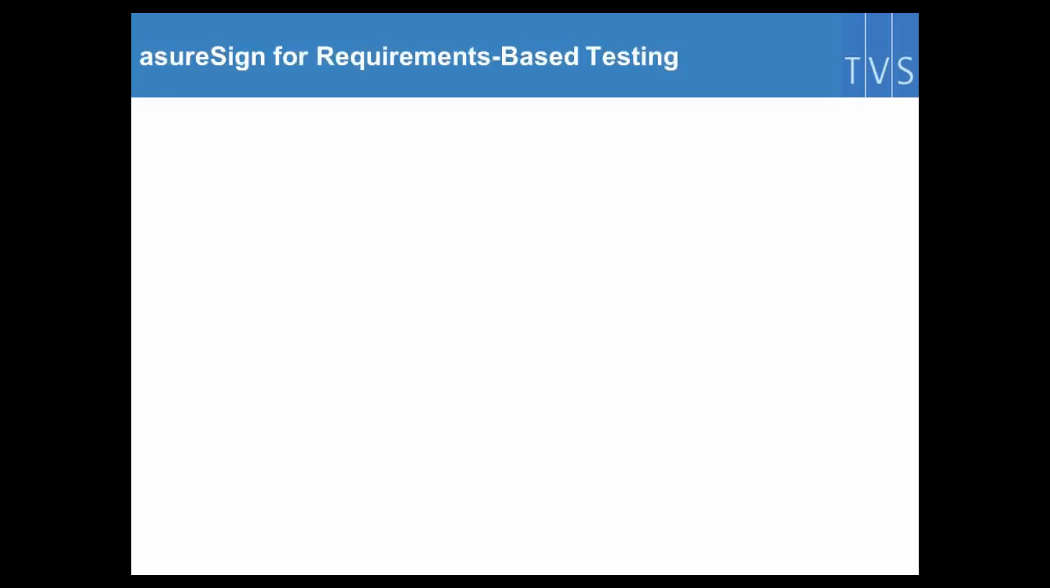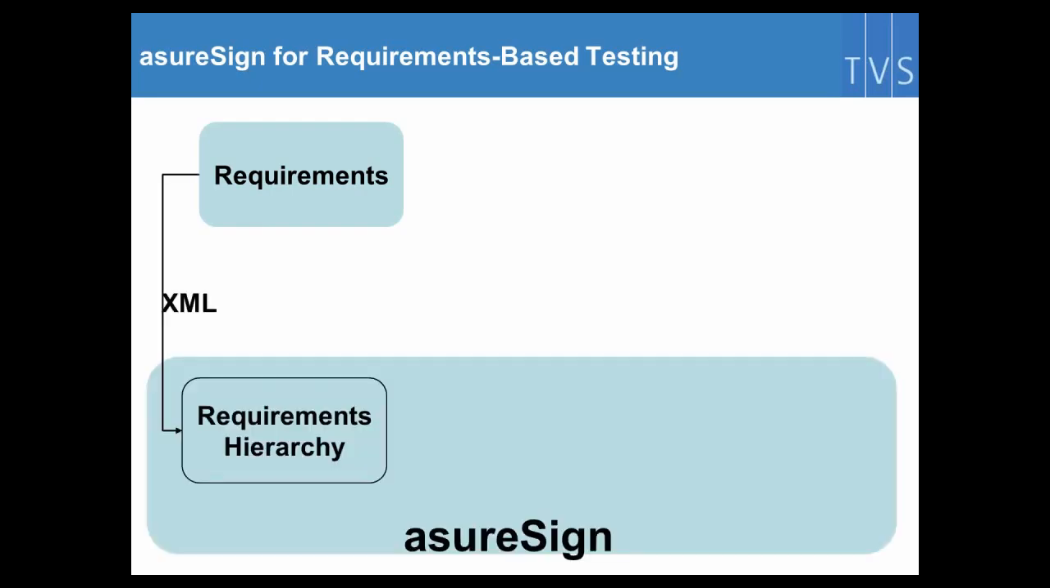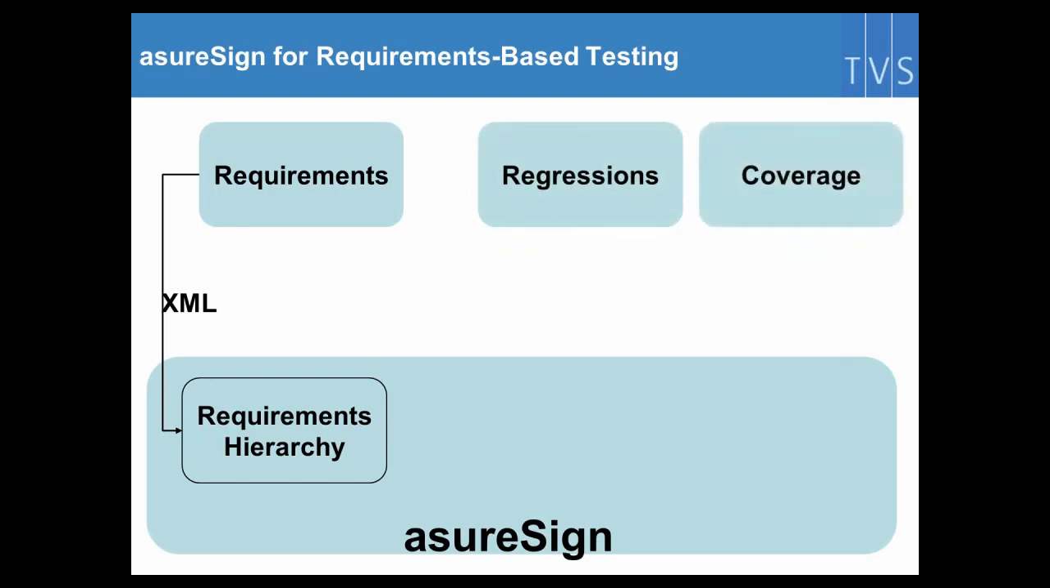So, when you do requirements-based testing, you start with a set of requirements that could be held within a document, an Excel spreadsheet, or a tool such as Rectify or Doors. Requirements are usually held in the form of a hierarchy, and that requirement hierarchy can be imported into asureSign using XML format. The other side of requirements-based testing is the testing, usually carried out using regressions which generate coverage data.